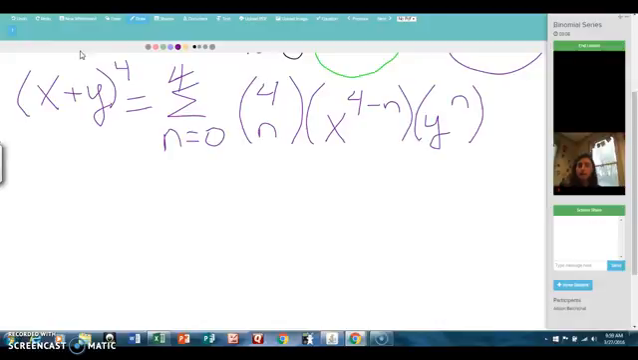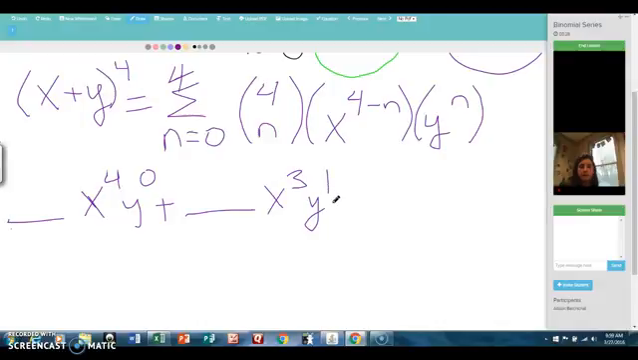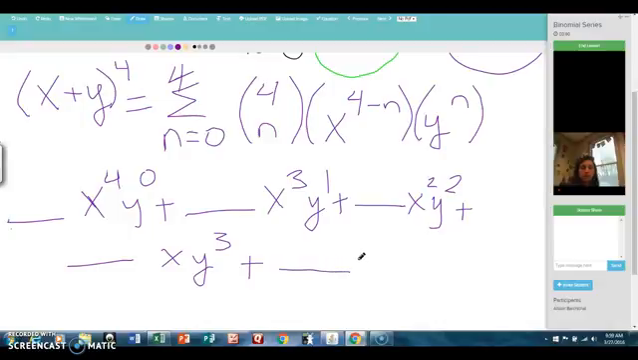I'll leave a little space here to prove my point. We're going to start with x to the 4th, and then y to the 0. The next one is going to be x cubed and y to the 1st. You'll notice the exponents are adding up to 4 each time. Then we're going to have x squared and y squared. The blanks that I'm leaving are for the coefficients that we'll calculate in just a minute. Then I'm going to have x and then y cubed, and then finally just y to the 4th.